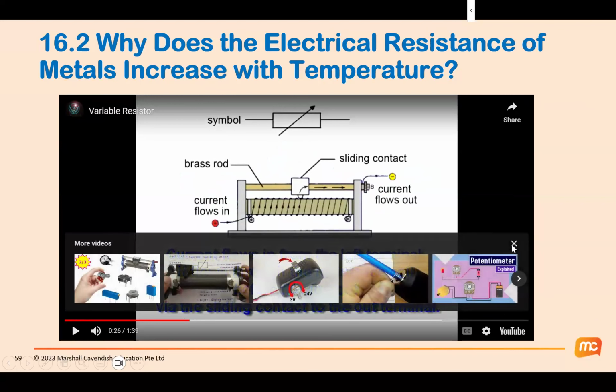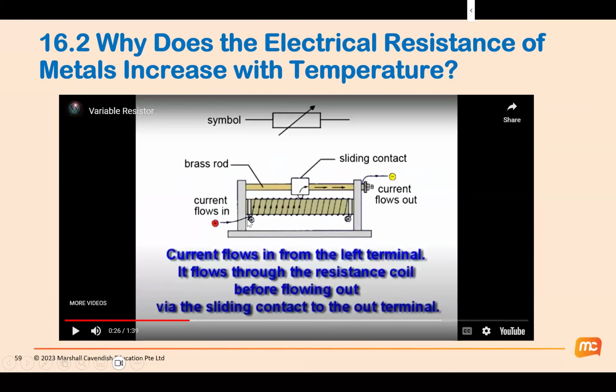Okay, I'm going to pause over here. The current flows in from one end connected at the bottom, and the other end is connected at the top. The current flows in from here, through all this resistance wire, and then all the way up to reach this sliding contact, and then you go up. This part has very little resistance all the way out to the circuit. So by adjusting this slider, I get a different length of the resistance wire.